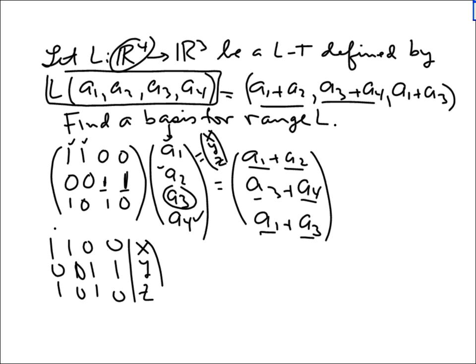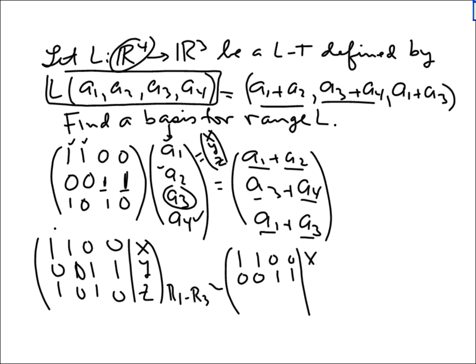Are there any constraints on x, y, and z? I will do row 1 minus row 3 for the last matrix. Actually, I have row 1 minus row 3. So the first row does not change. The second row does not change. 1 minus 1, 1 minus 0, 0 minus 1, 0 minus 0, x take away z.